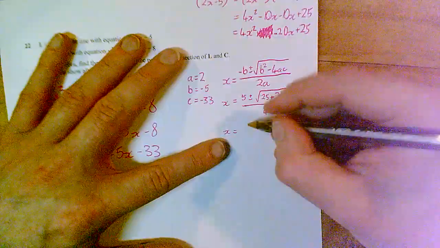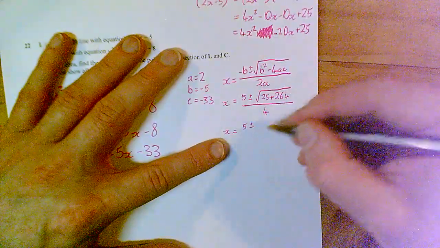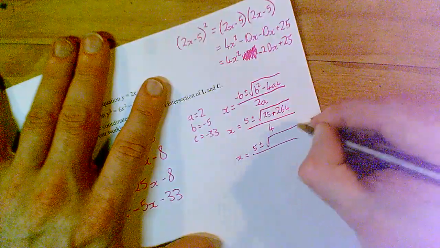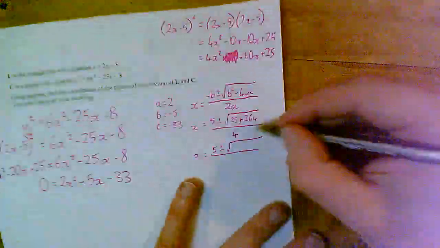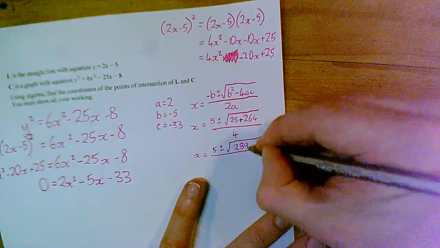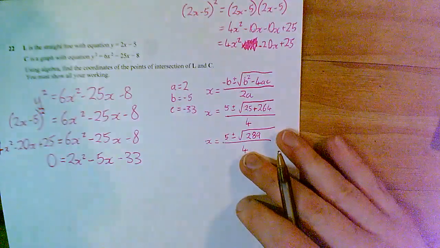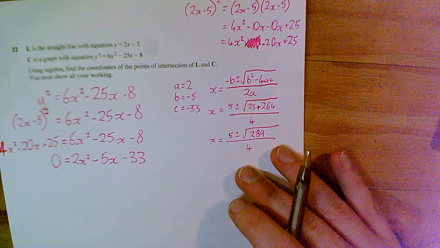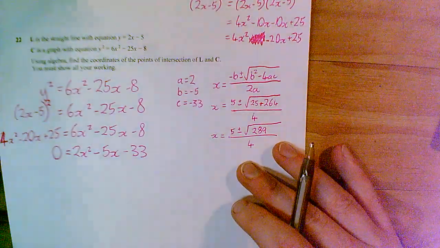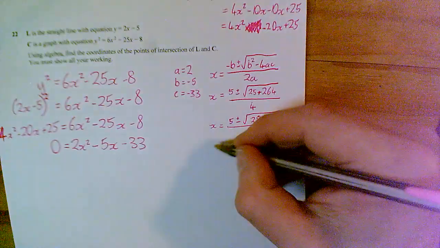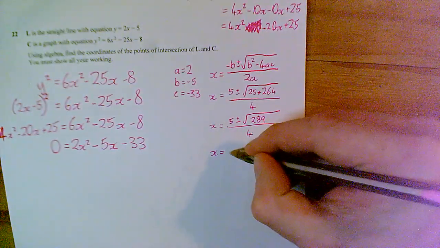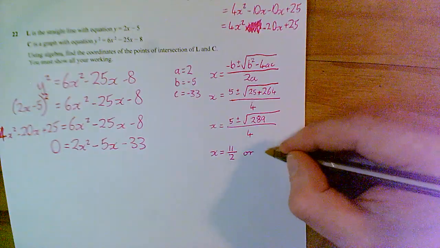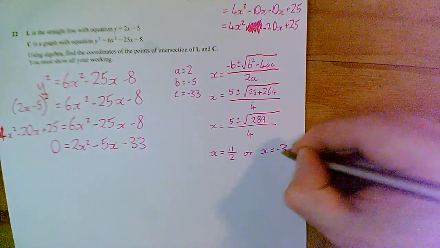I'll just simplify that a little bit so that when I put it in my calculator, it's going to be easy. You could just do all this in the calculator in one go. That plus 25 is 289. 289 divided by 4, right? So pop that in my calculator with the plus and the minus. You find it gives you exact answers for x. It gives you either x is 11 over 2 or x is negative 3.